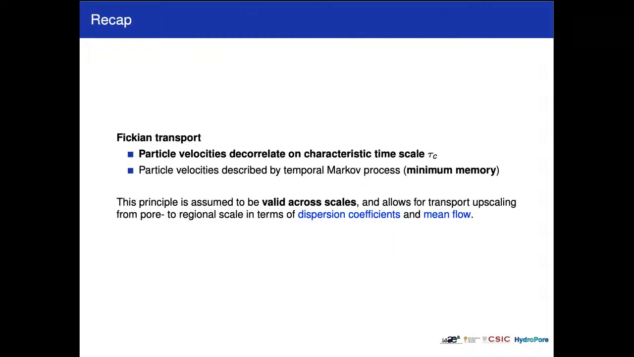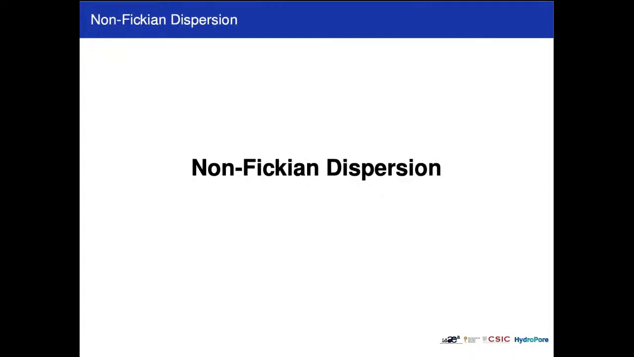So now a quick recap. When we do this type of, let's say, Fickian upscaling, we require that particle velocities should decorrelate on a clearly defined time scale, which should be much smaller than our observation time. And then we can describe particle velocities as a temporal Markov process. This is what we have done with this simple advection equation. And then we've seen that this is a very general principle. It's valid across different scales, and we can make predictions on dispersion coefficients from pore to Darcy and from Darcy to regional scale.